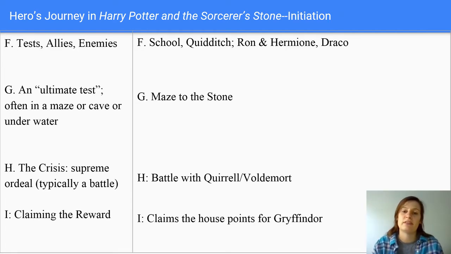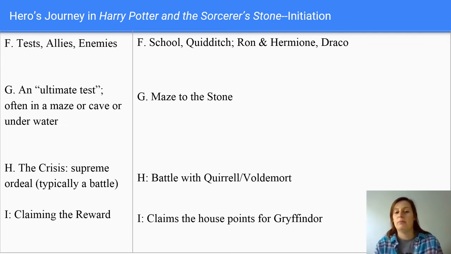So the next part of this is the initiation, and you could see that as being like the rising action if you are familiar with a plot diagram and what path those stories usually follow. So F is our tests, allies, enemies. Of course, we have school. Harry is learning how to become a wizard when he has lived in the Muggle world for all of his life. Quidditch is another test, as he has to learn how to play this new game. His allies, of course, are Ron and Hermione, and we could see his enemy being Draco.